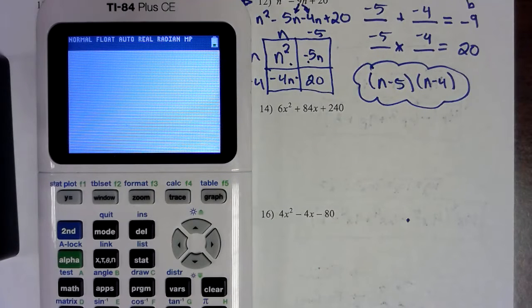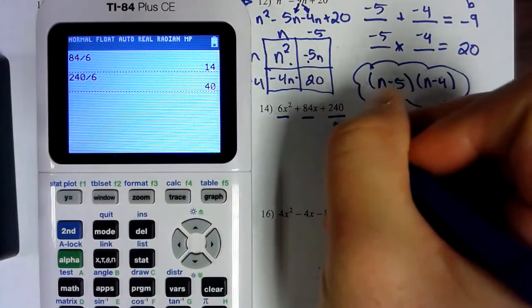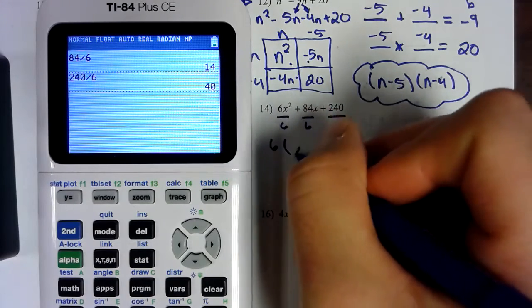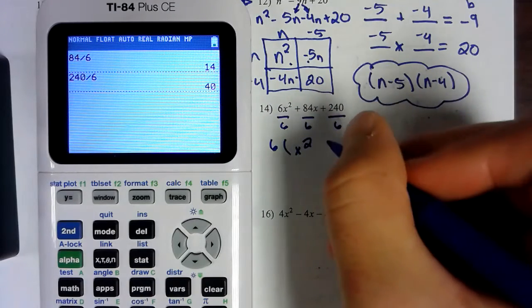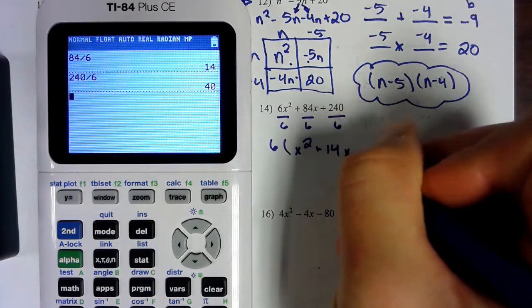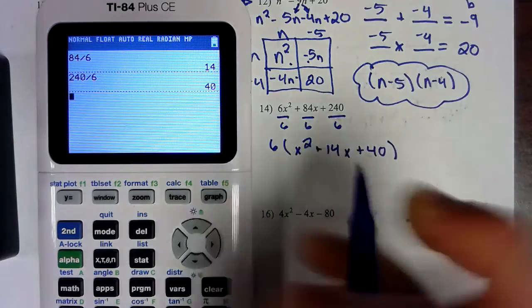I'm going to see if 6 divides. So 84 divided by 6 is 14. 240 divided by 6 is 40. So these are all divisible by 6. I'm going to factor out that 6, which leaves me with x squared plus 14x plus 40. And now this factoring is so much easier.